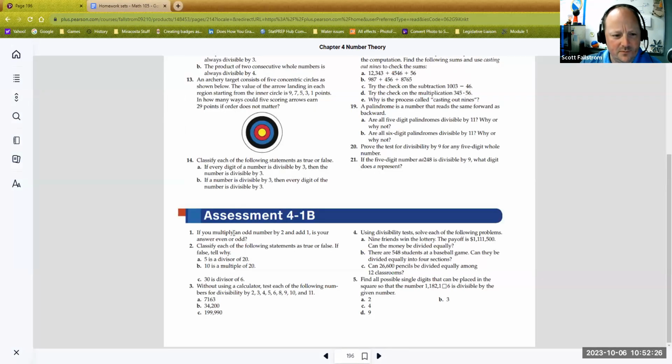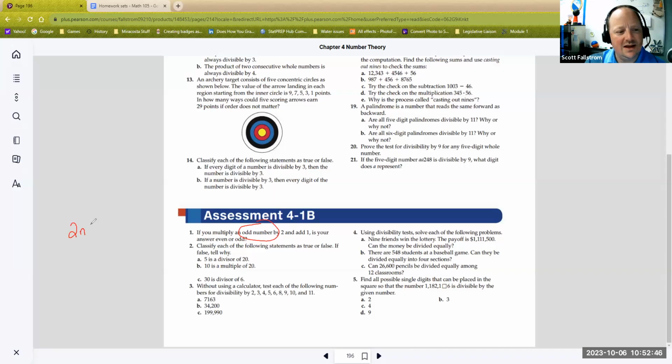Can you multiply an odd number by 2, add 1? Is your answer even or odd? So again, we're talking about even and oddness. For these, I would recommend starting with a general term. If it says an odd number, remember, don't just pick an odd number. It's okay to start like that, but try to get to the point where you start to generalize.